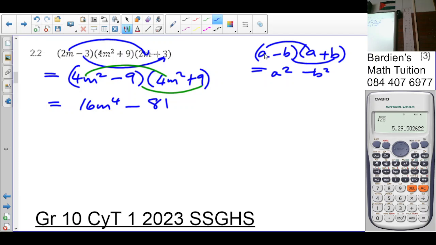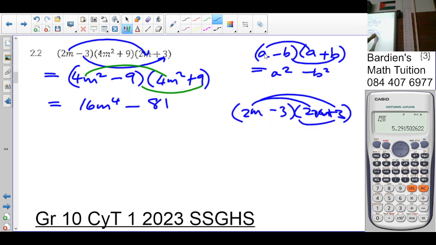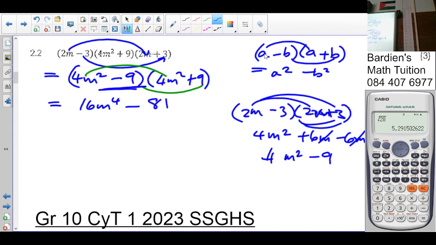Now say you didn't know that, okay? You've got the conjugate pair. I say 2m minus 3 times 2m plus 3, and I multiply that out. 2m times 2m gives you 4m squared. 2m times negative 3 is positive 6m, negative 3 times 2m gives you negative 6m again, and then negative 9. And of course those cancel, which gives us 4m squared minus 9, which is already what we have there.